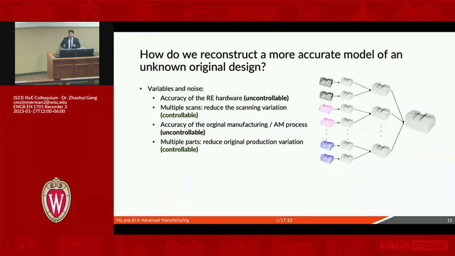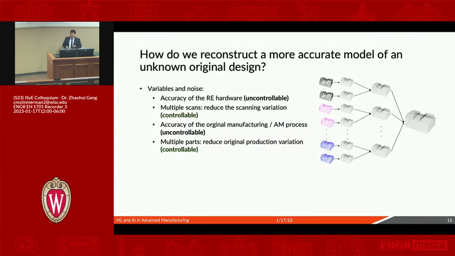The idea is actually quite simple. Everyone has taken at least one statistics course. Everyone knows that if you take one single observation, the variation is generally large. If you take the sample average, or the sample mean, it generally performs much better than each individual observation. So we are mimicking this simple idea: if we have multiple scans and multiple parts, can we take a simple average, and does it give us a better estimator of the original design?